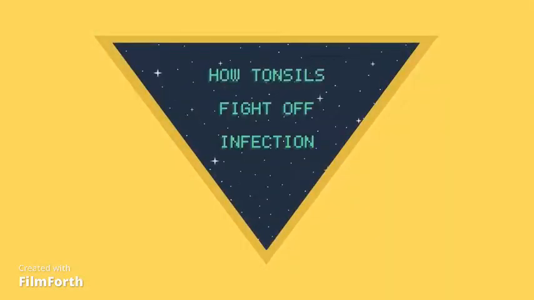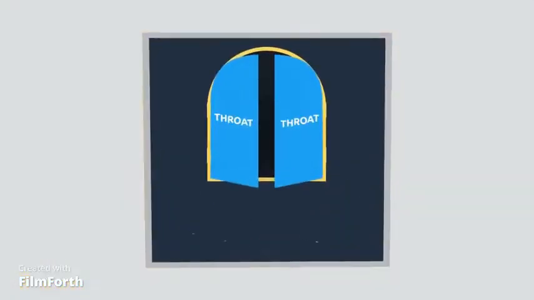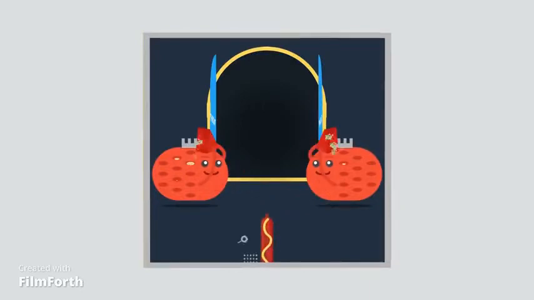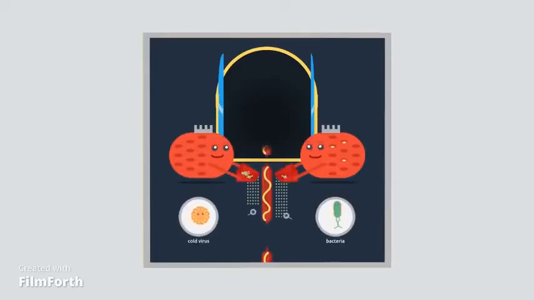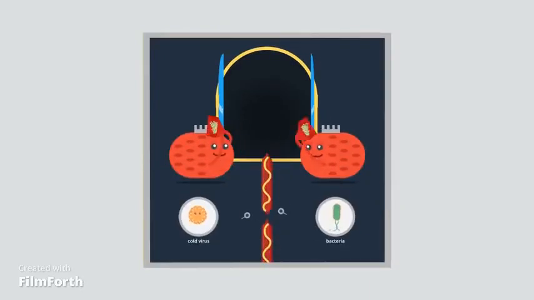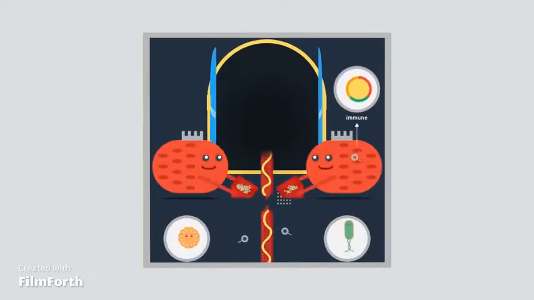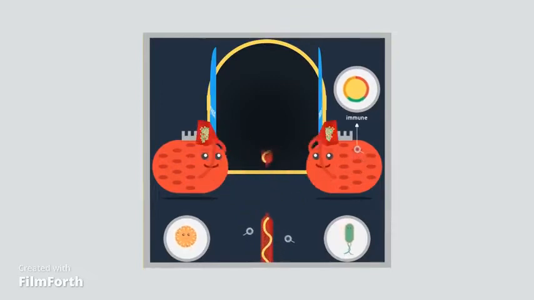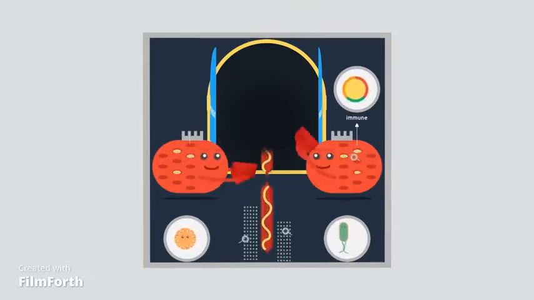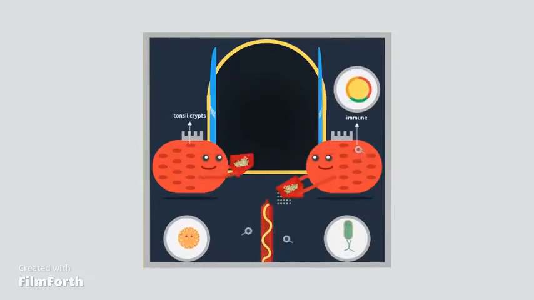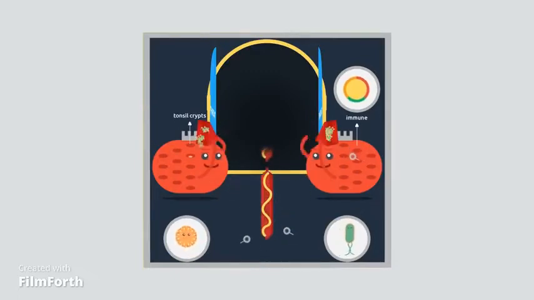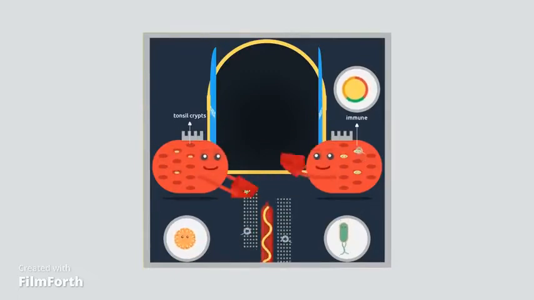How do tonsils fight off infection? The tonsils act like a sentry point for the throat, picking up virus and bacterial particles which are breathed in or swallowed, and relaying these to the immune system. To help with this role, the surfaces of the tonsils are pitted with a number of little recesses, also called tonsil crypts. These increase the surface area of the tonsils, relaying more viruses and bacteria to the immune system.